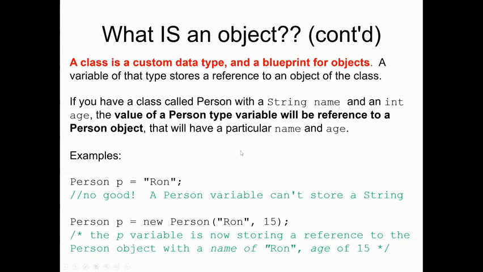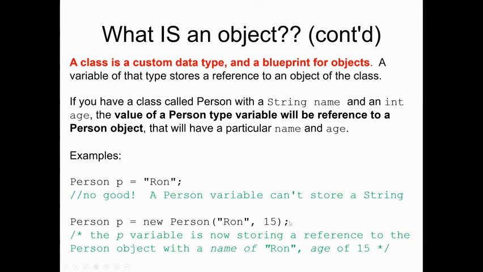A class is a custom data type and a blueprint for objects. A variable of that type stores a reference to an object of the class. If you have a class called Person with a String name and an int age, the value of a Person type variable will be a reference to a Person object that will have a particular name and age. So Person p equals "Ron". What? This is no good. A Person variable cannot store a String. Person p equals new Person. The p variable is now storing a reference to the Person object with the name of Ron and the age of 15.